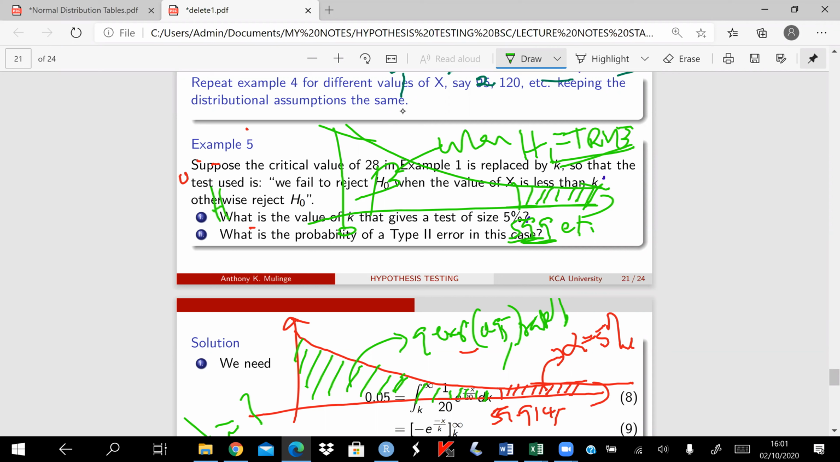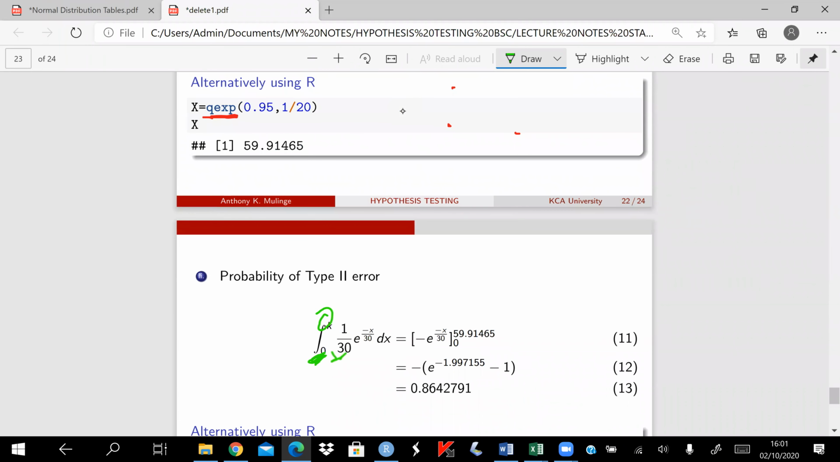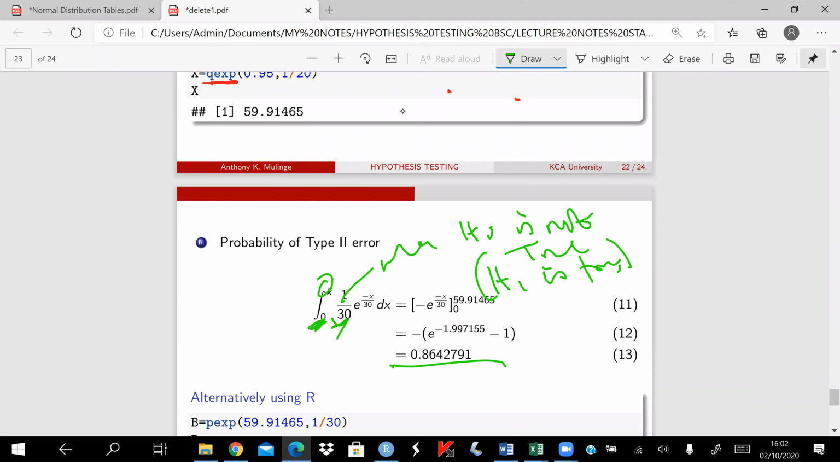And remember, our H1 is that mu is equal to 30. So that means our parameter of interest is 1 out of 30. That's why the PDF has changed. The constant here has changed to 1 out of 30. This is when H0 is not true, in other words, when H1 is true. When you do the integration, you will end up with this probability value, 0.8642 something.